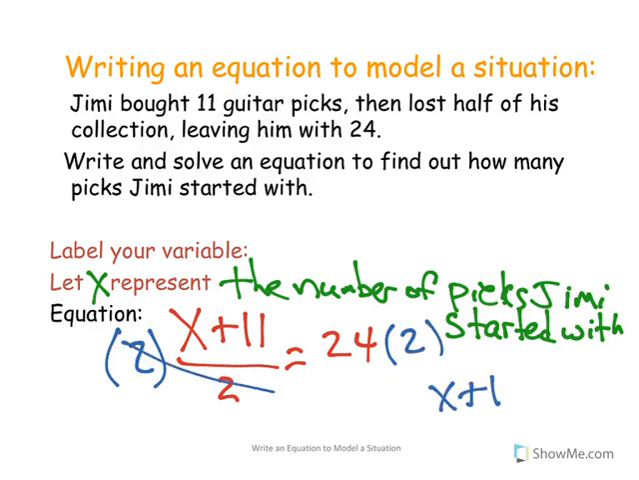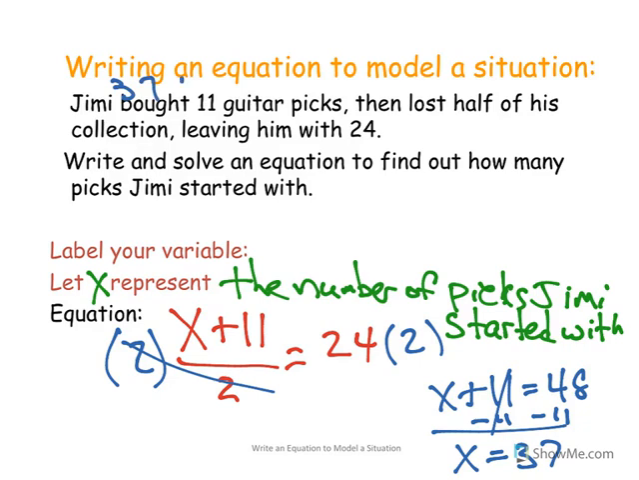That'll give me X plus 11 equals 24 times 2, which is 48. So X is 37. So my answer in a sentence would be Jimmy started with 37 guitar picks, right? Because if he started with 37, and then he bought 11 more, now he's up to 48, and he lost half of them. So half of 48 is 24. So we can see that it will check.